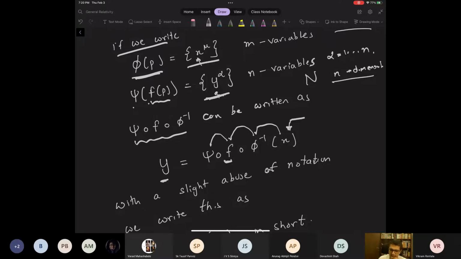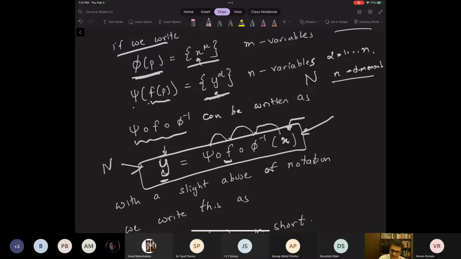And now when I act on this with psi, it gives me the coordinates on the manifold N, which is y. So this is what we're really doing: we're going from the coordinates x to the coordinates y. These coordinates are on the manifold N, these coordinates are on the manifold M. And this is the transition function, which strictly takes us from these coordinates to these coordinates.